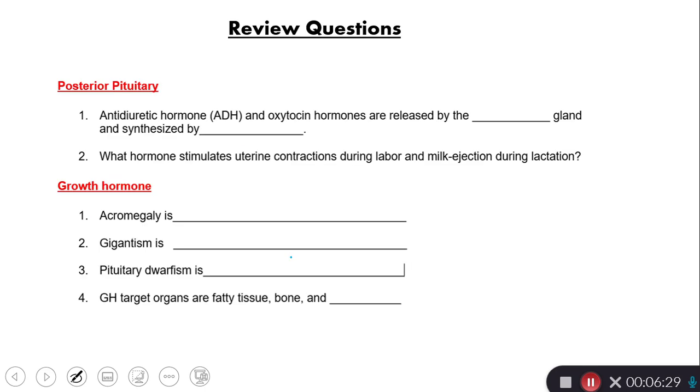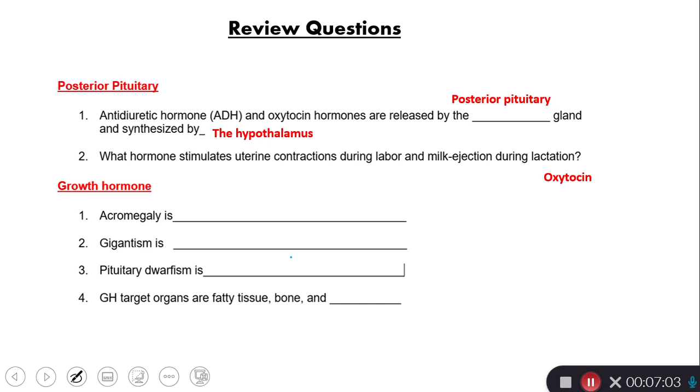Let's go with some review questions. Antidiuretic hormone and oxytocin are released by what gland? Posterior pituitary gland, but they are originally produced from the hypothalamus. What hormone stimulates uterine contraction during labor and milk ejection during lactation? This is oxytocin.